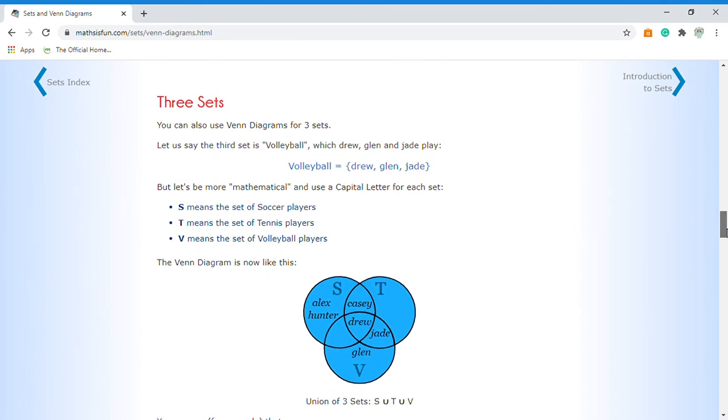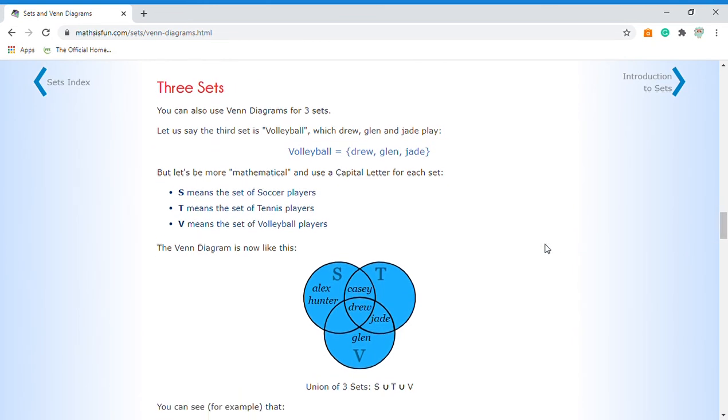Three sets. Okay, let's take a look at this. You can also use Venn diagrams for three sets. So let us say the third set is volleyball, which Drew, Glenn, and Jade play. All three of them play volleyball. But let's be more mathematical and use capital letters for each set. So S is for soccer, T is for tennis, and V is for volleyball. Now the diagram looks like this.